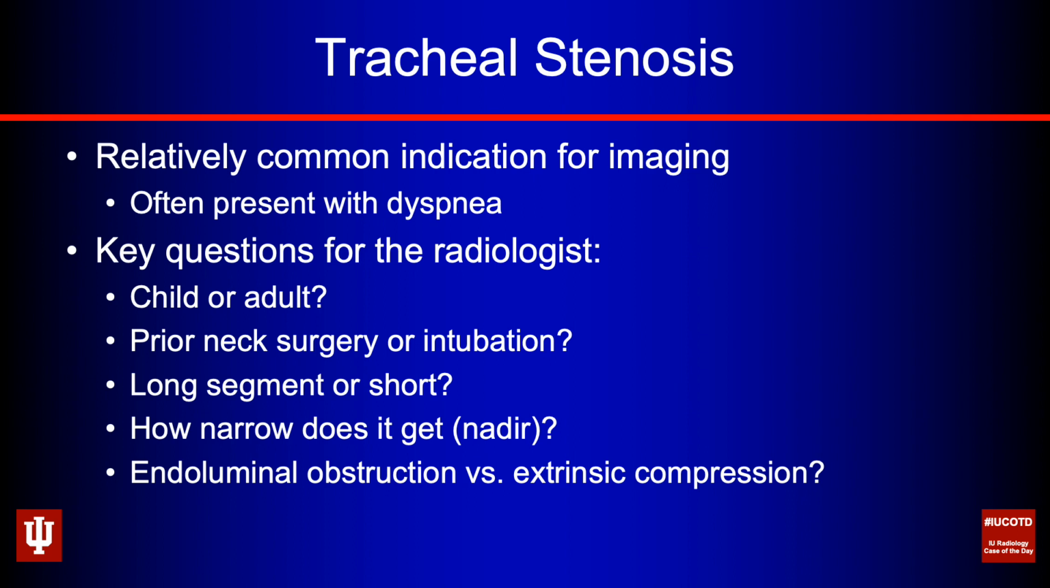And when you're dealing with a lesion, a mass, you want to try to decipher, am I dealing with endoluminal obstruction, something that's contained within the trachea itself, or is this extrinsic compression, something on the outside smashing it down? And then when you look at it, you want to see, does it look like a smooth contoured thing, or is it something that looks ratty and aggressive?